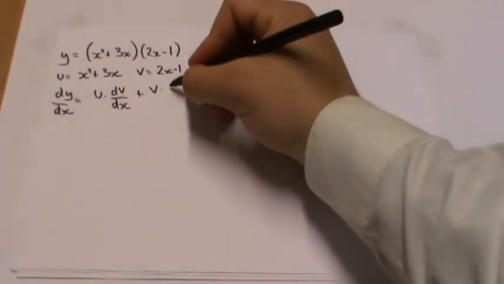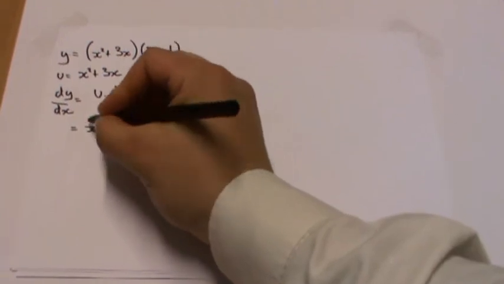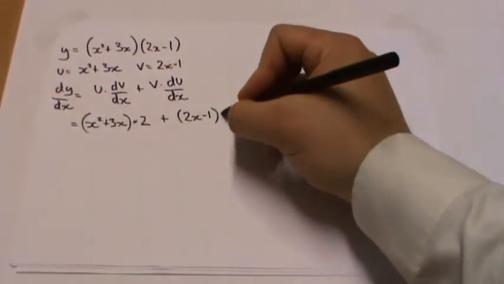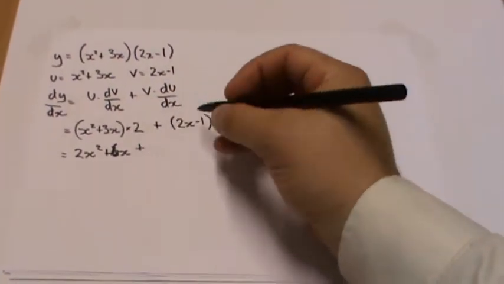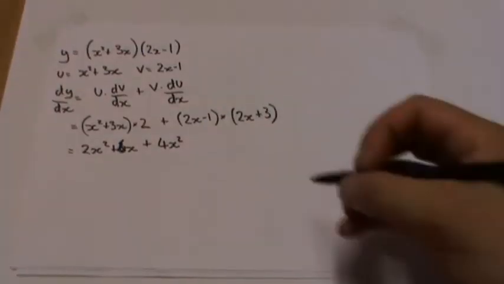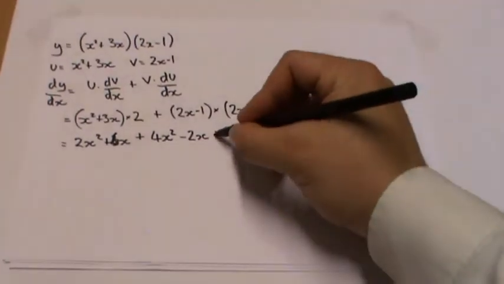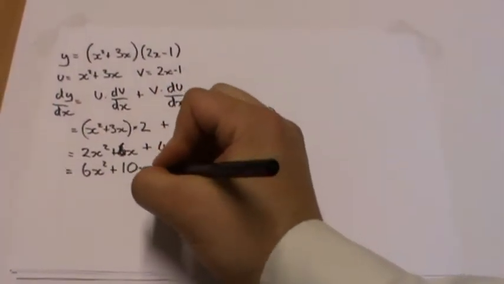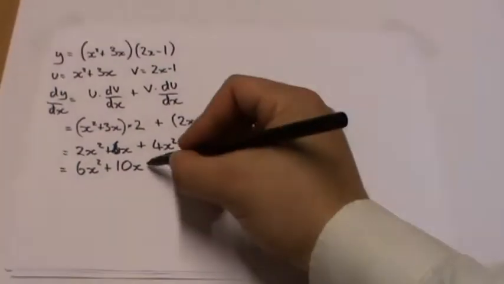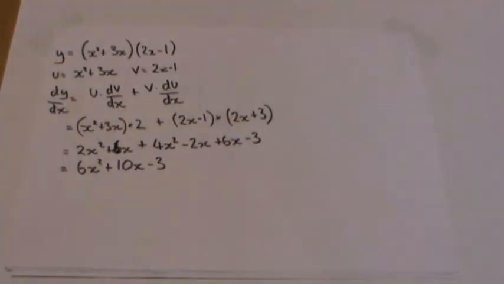So we start off by writing out our two functions, and we separate them out to the function u and the function v. Then we'll write down the product rule just so that we know what we're looking at. Then function u is written with the differential of function v, which is 2, and function v is multiplied by the differential of function u, which is 2x plus 3. When we multiply that out, we end up with 6x squared plus 10x minus 3.